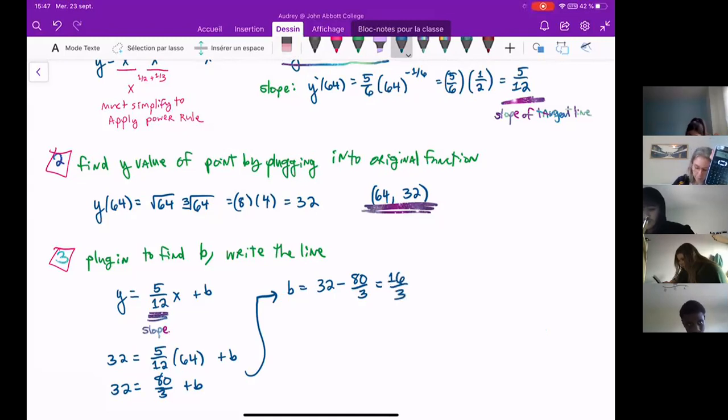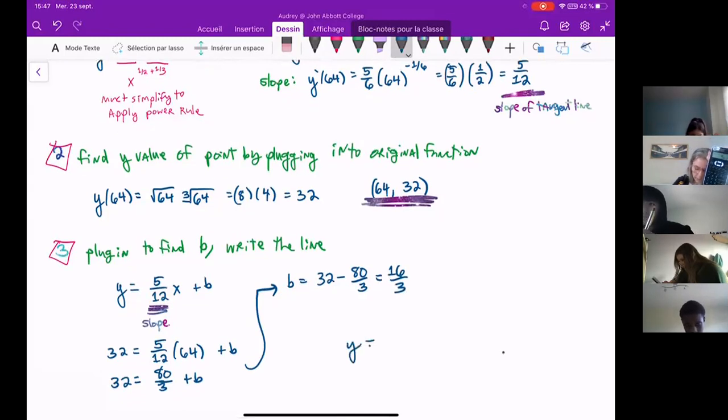So y is equal to 5/12 x plus 16/3. And that's the final answer.